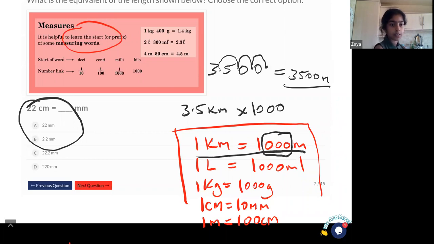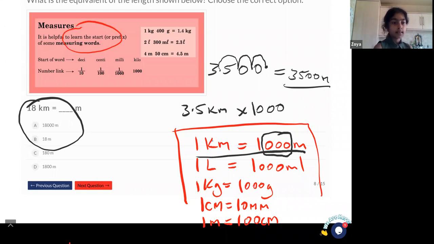I think it'll be 220 mm. Well done, 220 millimeters. So if we did 22 centimeters multiplied by 10, that would give us the same thing, 220 millimeters. Okay, well done.